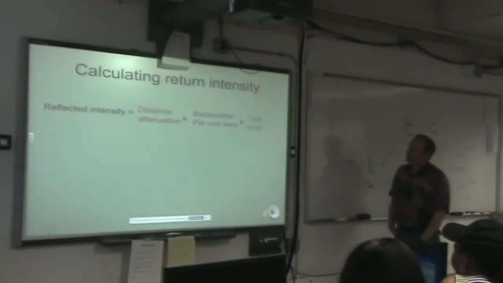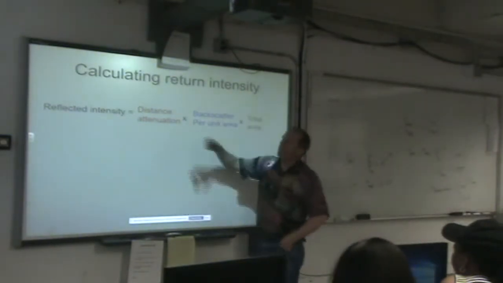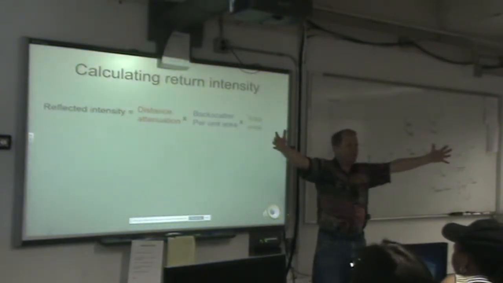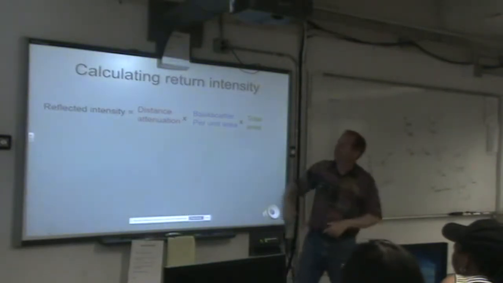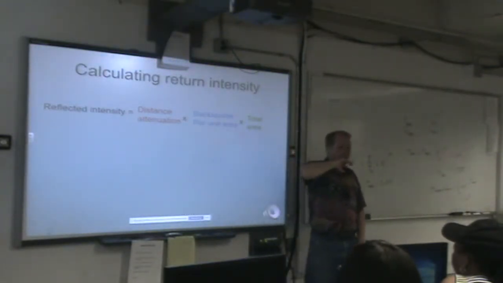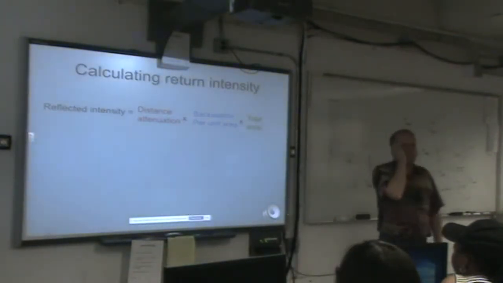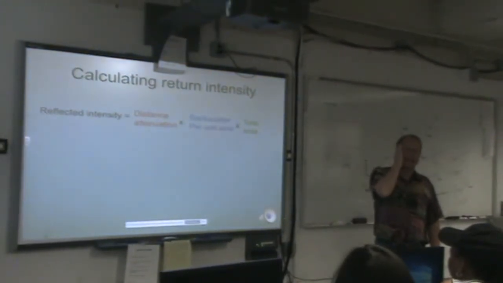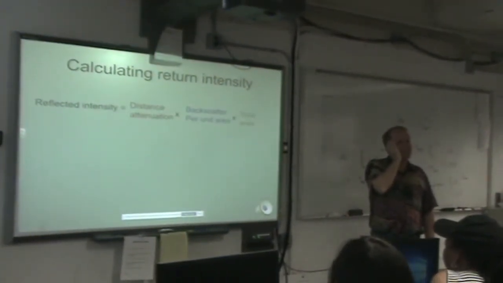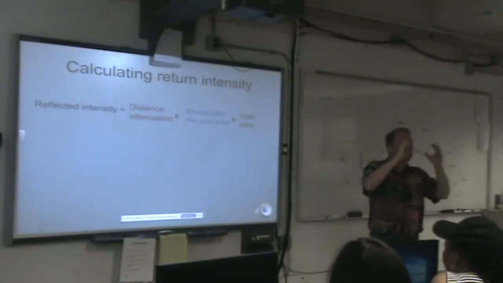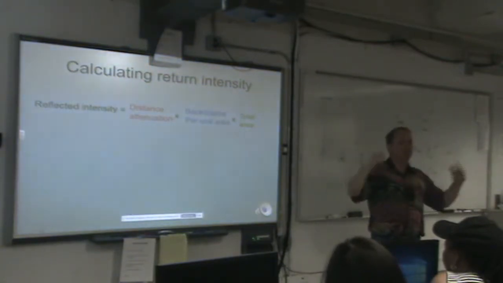So, return intensity. First thing that's happening is this light is spreading out, which means energy is dropping with distance, right? So that's going to be called distance attenuation. Then we're going to have backscatter per unit area. How do you think we're going to calculate scattering per unit area? Might we have a formula for that? Yes, it's got a Rayleigh scattering formula. Because these raindrops are going to change in size. So we have to figure out the amount of scattering for each size of raindrops, but we have a formula to do that.